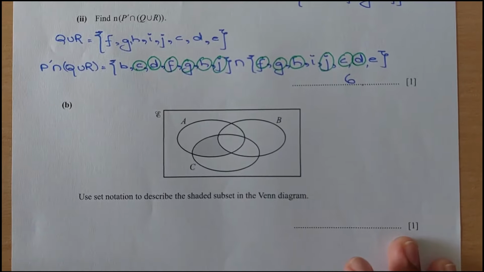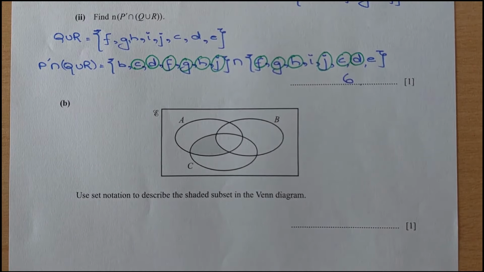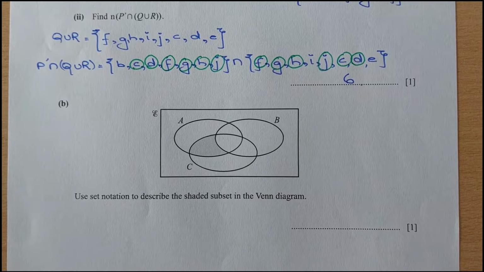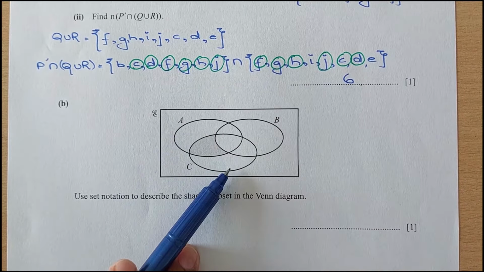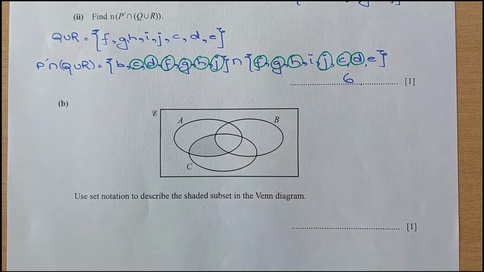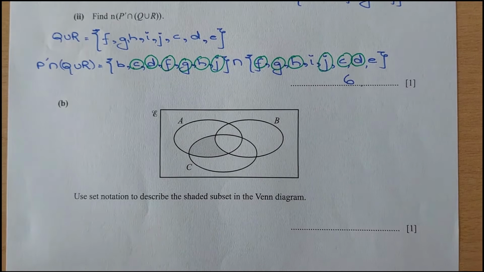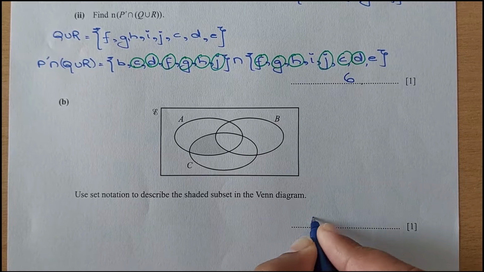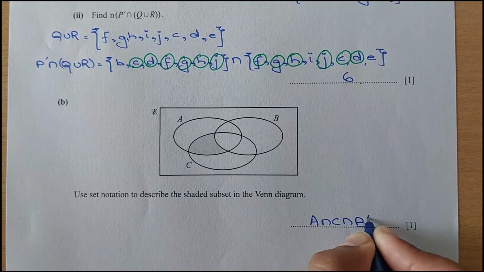Now for the B part, we have given the Venn diagram. Use set notation to describe the shaded subset in the Venn diagram. So the shaded one is A intersection C, and A intersection C is the whole is shaded, and now the B is not shaded, so it's intersection with B complement, right, other than B. So this is A intersection C, C intersection B complement.